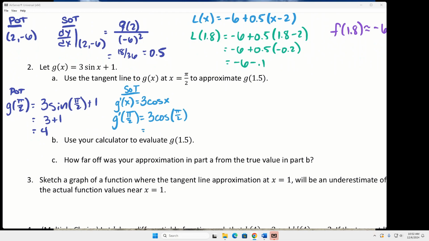All right, what about the cosine of pi over 2? So if the slope is 0, what does that mean? It's a horizontal line. Very good. So when we write our tangent line approximation, it's going to be a horizontal line through the point pi over 2, 4. So it's just going to be equal to 4. Does that make sense? Okay.